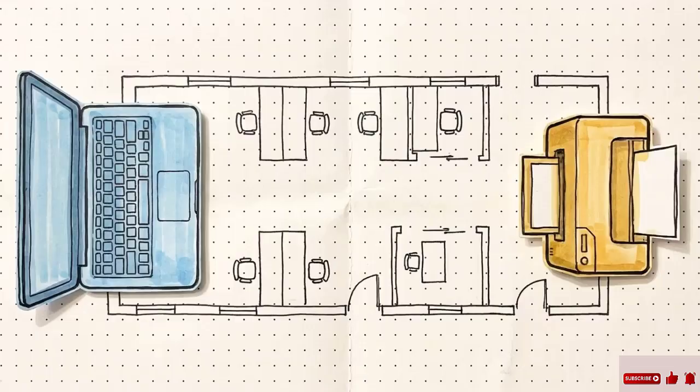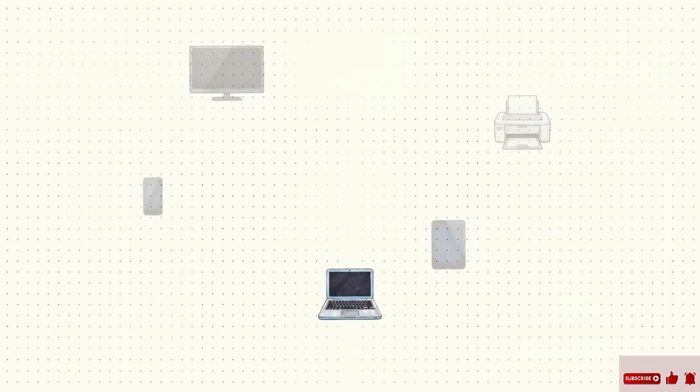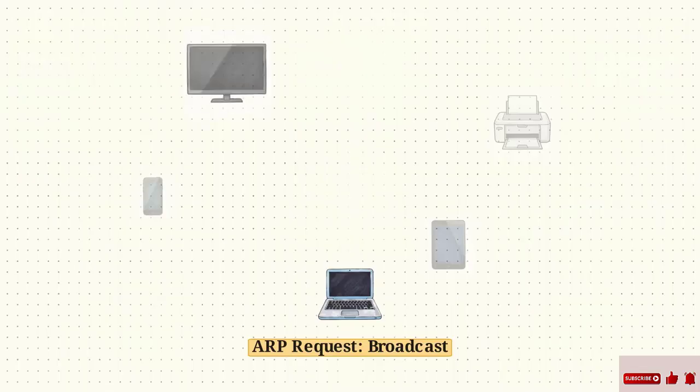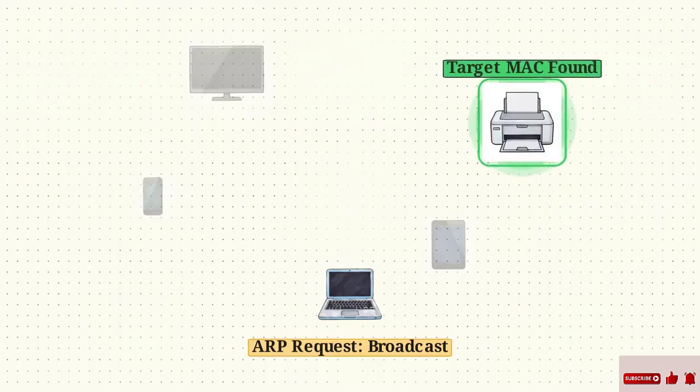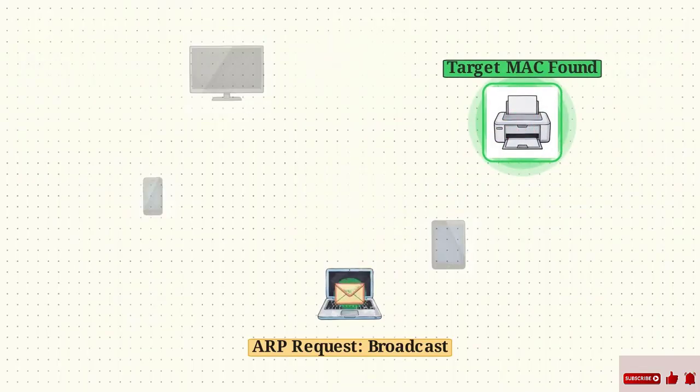When a laptop needs to send a file to a printer in the same room, it doesn't know the printer's location. It has to scream a broadcast message to every single device plugged into the local switch, shouting, "Who has this specific IP address? Reveal your physical MAC address." Every machine in the room hears the shout, and only the target answers.